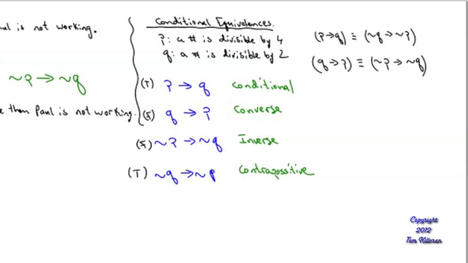The biggest mistake in most mathematics is taking an if-then statement and saying that the converse is also true, when most of the time it is false. So that's where most people make their mistakes. All right, how am I going to write this on a test?